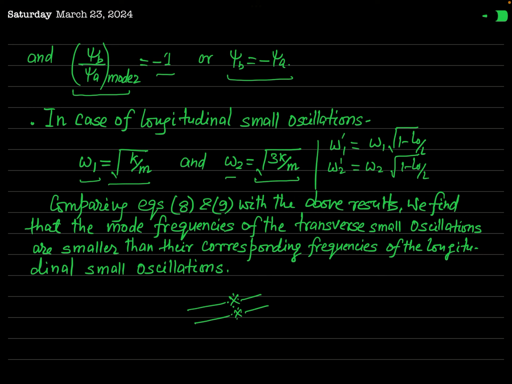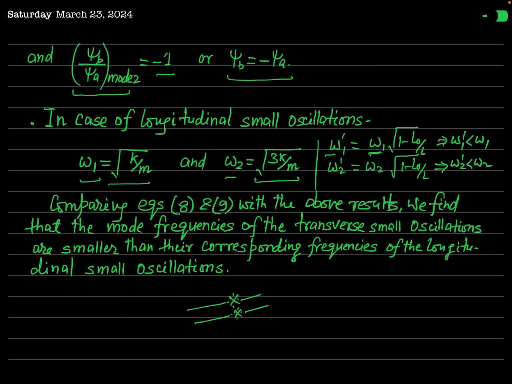Can you say that between omega 1 prime and omega 1, which is greater? Definitely you can say that omega 1 is greater, because the square root of 1 minus L naught by L is a number smaller than 1. And when you multiply any quantity by a number which is less than 1, the value is decreased. So you can easily say that this result shows that omega 1 prime is less than omega 1, and this result implies that omega 2 prime is less than omega 2. So I have written it here.